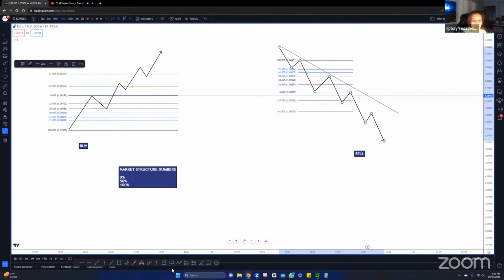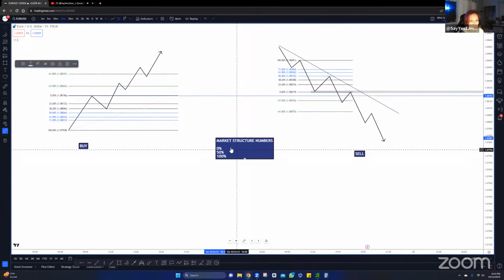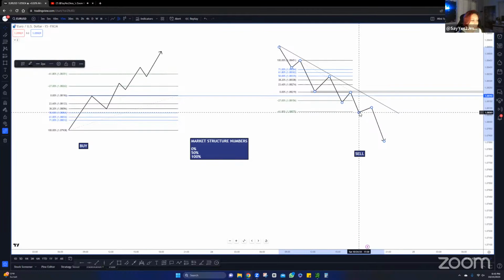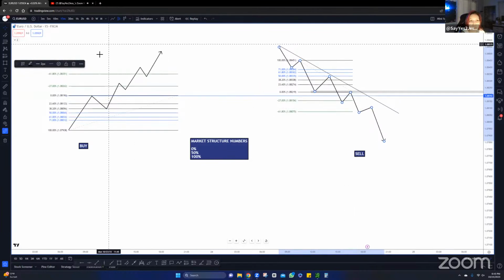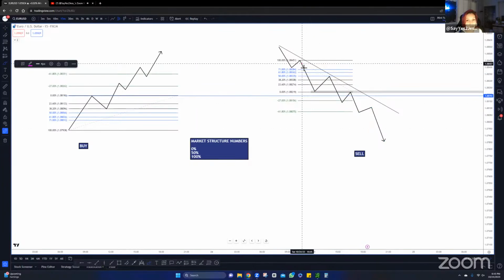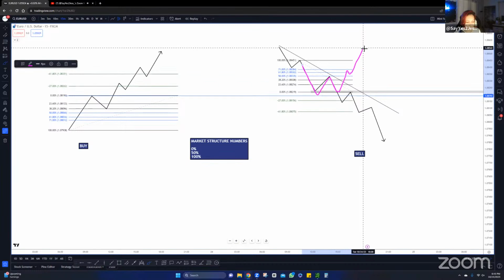What we need as an additional confluence is for that 0% to be respected, which is a market structure number, and which we're hoping to get a continuation down at least to that 61.8, which is TP number 3. Okay, guys? Now, remember, I always use 0% as my first take profit. And the reason being, just like we did for the buy, is that if the market decides to do this, it could create a double bottom, switch up, and change direction.